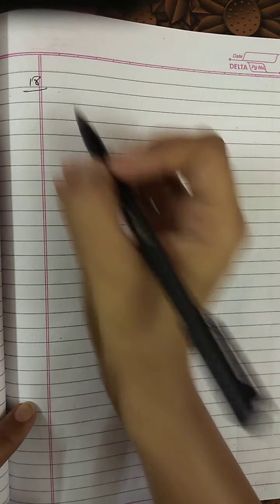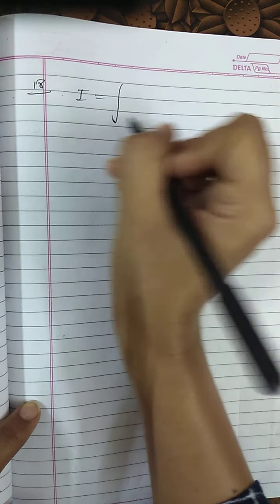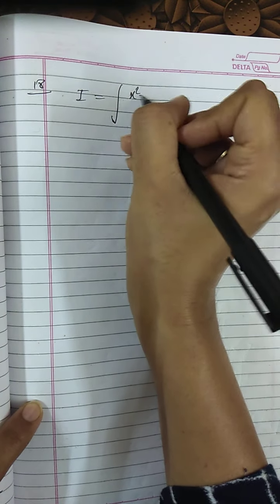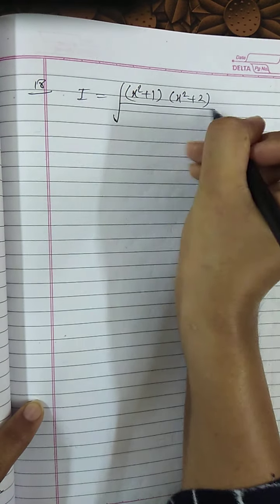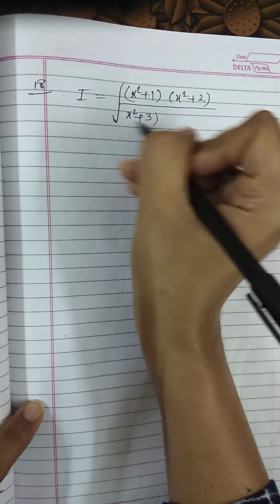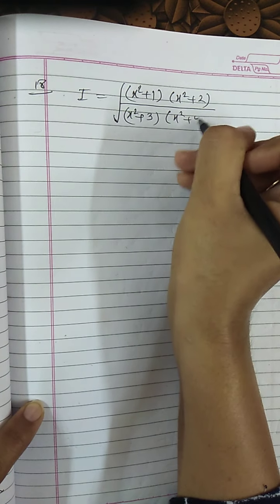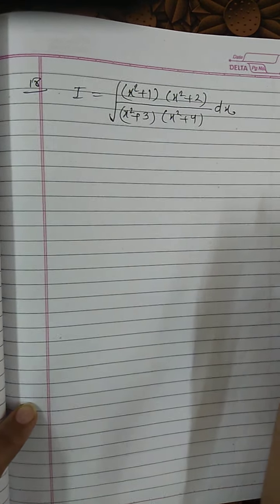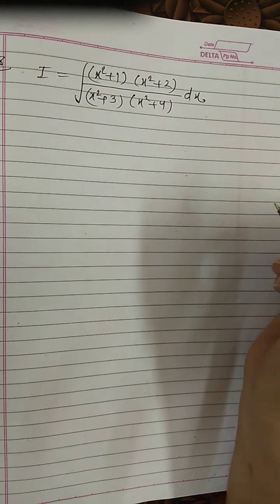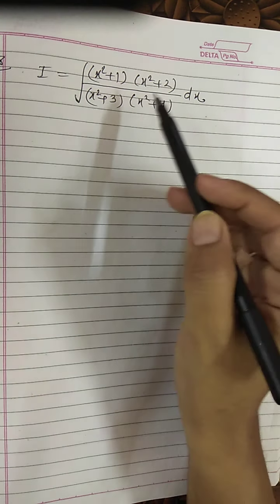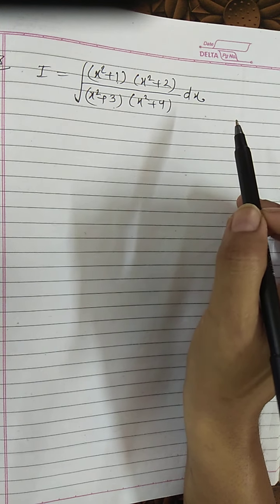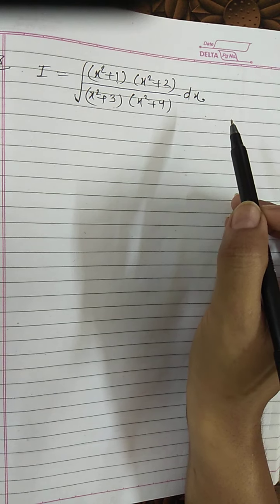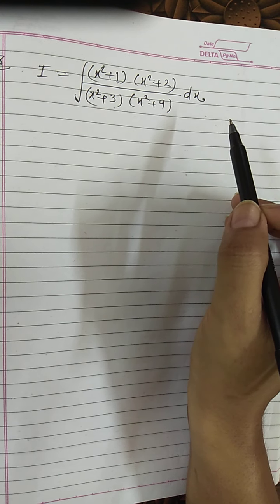In sum number 18, first of all let us write down the statement. It is x square plus 1, x square plus 2 divided by x square plus 3 into x square plus 4 dx. This is our integral. Now here, first of all, the degree of numerator and degree of denominator both are the same. That means this is not a proper rational function. One thing is, here we have to convert it into a proper rational function by dividing.